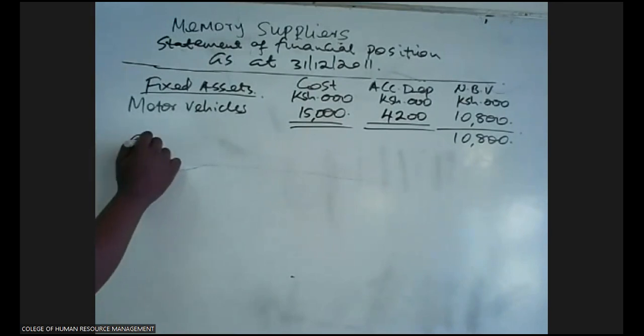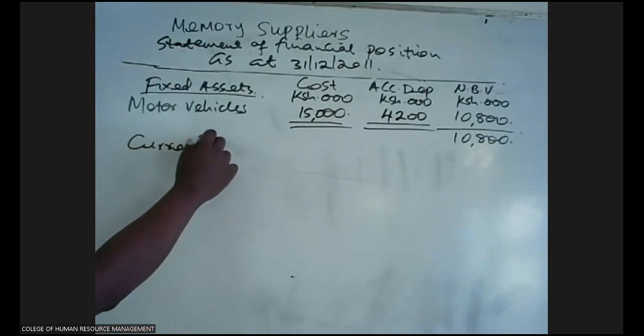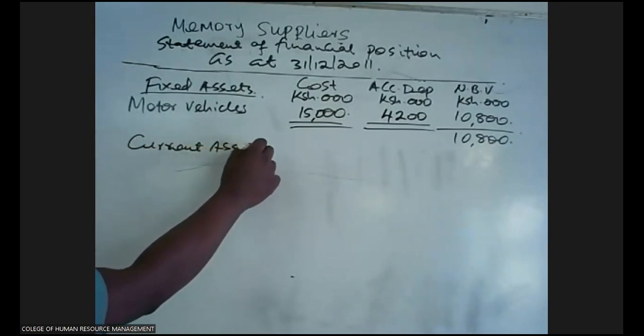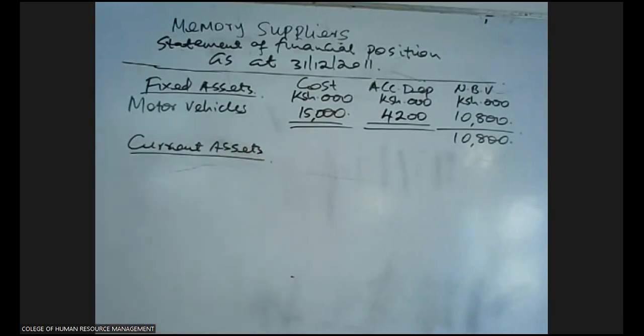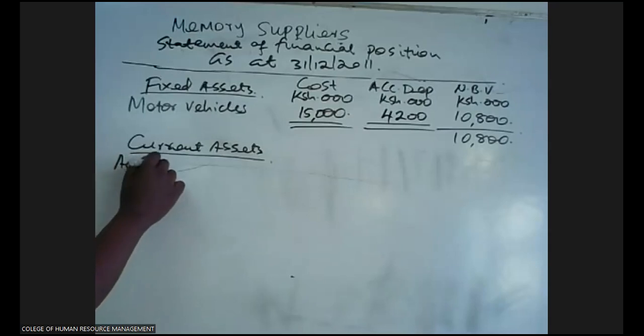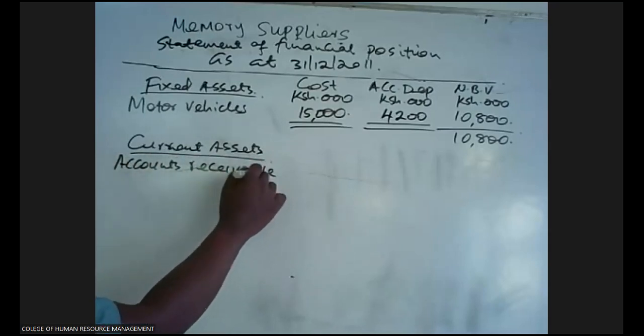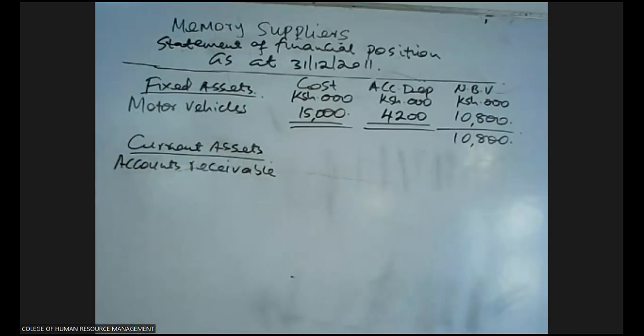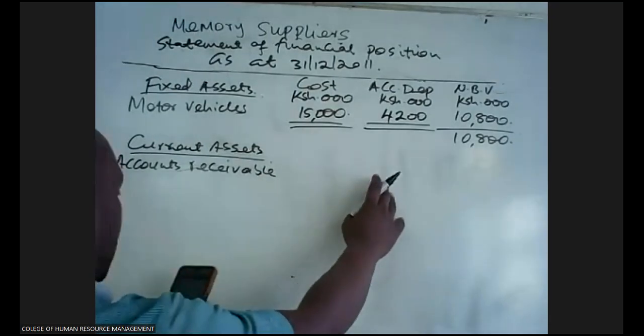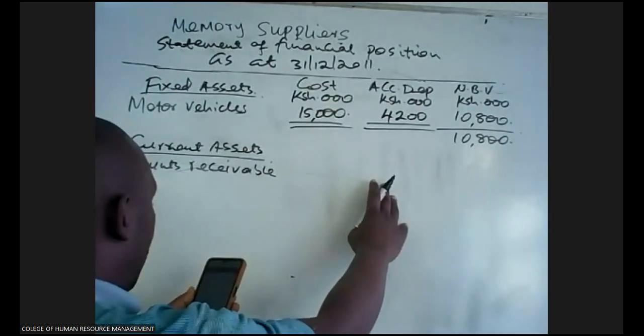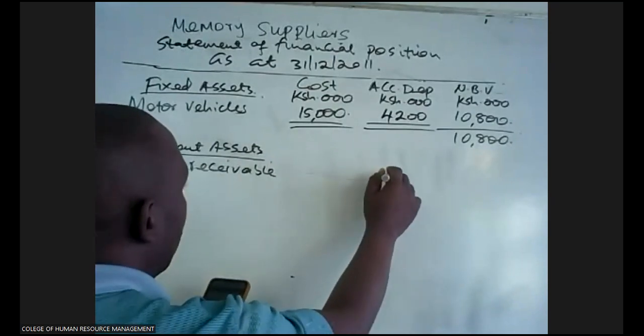After that, the current assets. One, it is accounts receivable. In this question, we are not given a provision for doubtful debts. If you are not given, then that figure remains the way it is. The whole amount we expect to receive is 850.